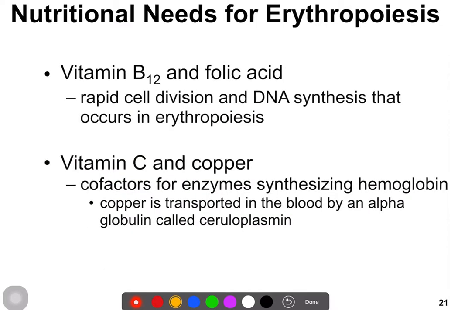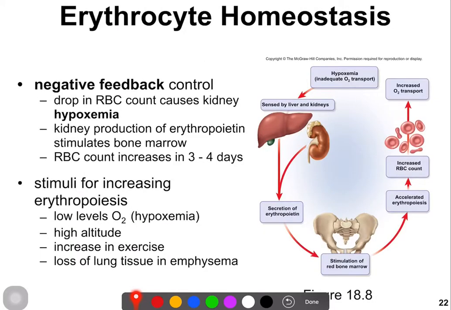Now, there are some nutritional needs for erythropoiesis, and some of the big ones are vitamin B12 and folic acid. These really help with cell division and DNA synthesis, because it's so rapid that we need it. Also, vitamin C and copper are cofactors for enzymes that help with the synthesis of hemoglobin. Okay, I'm going to end it there, and we'll pick up with the next one.